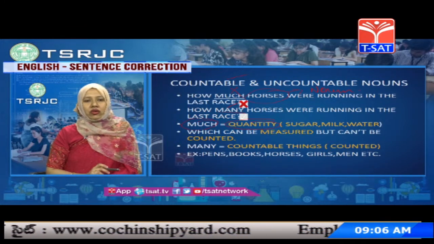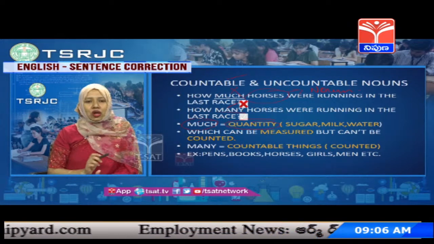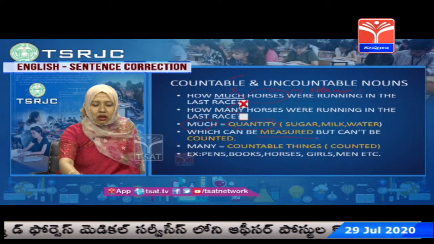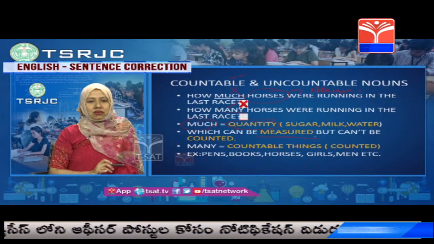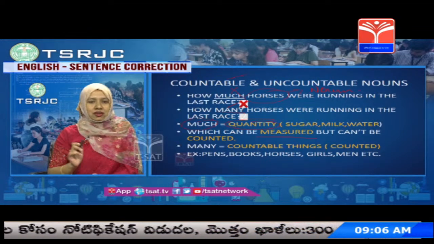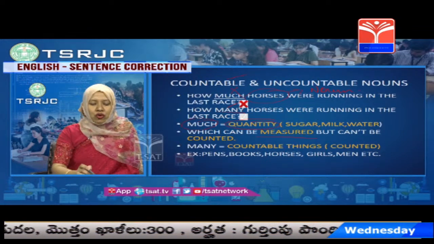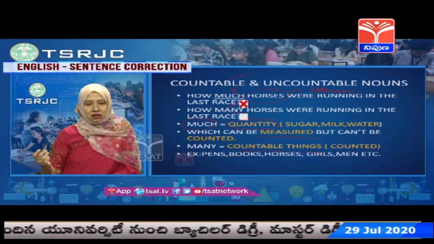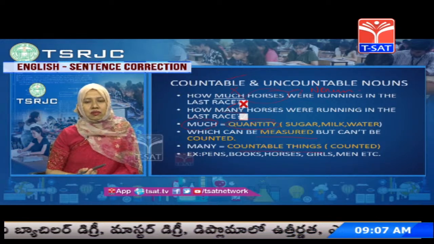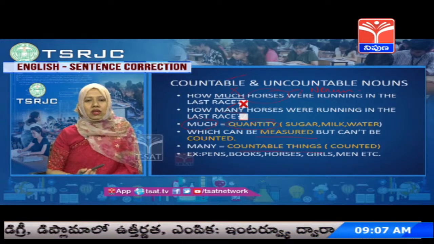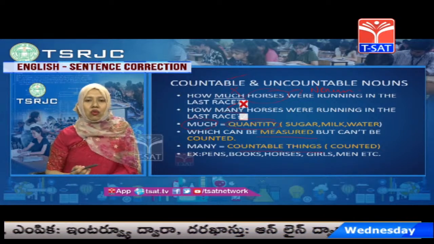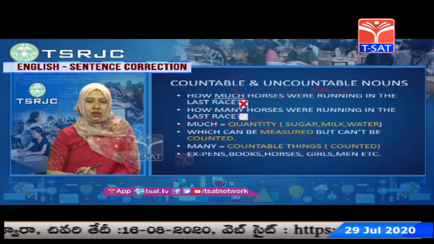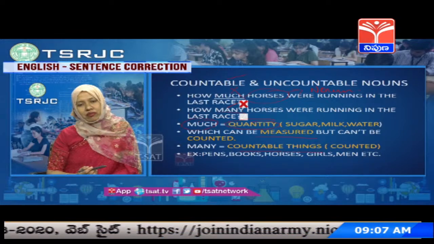an uncountable noun. Whenever you use a countable noun, you should use many. Much is used for measured things, for some quantity. Many is used for countable things. We can count pens, books, horses, girls, people, bottles, rooms. So all these are countable things. We should say how many rooms are there in this building, how many flats are there in this apartment, how many flats are there in this building.